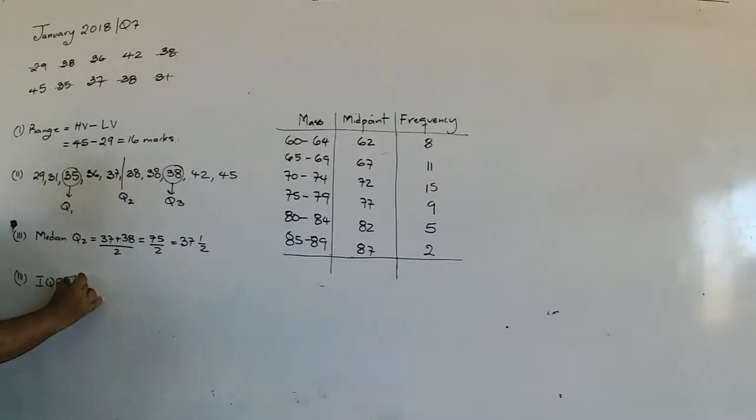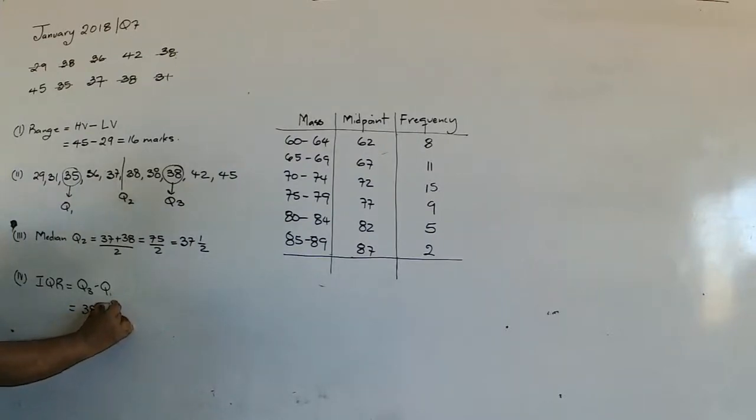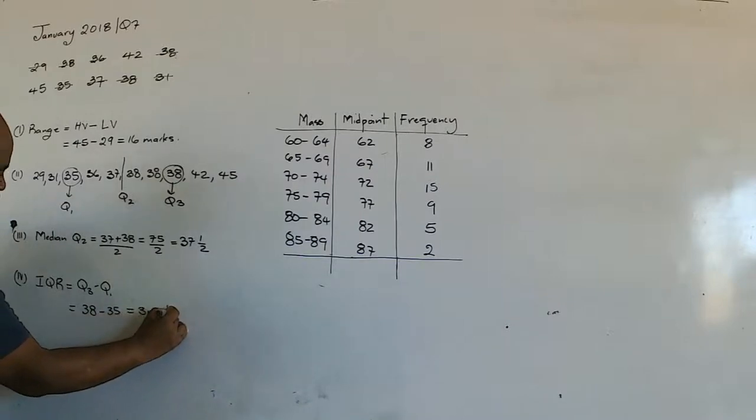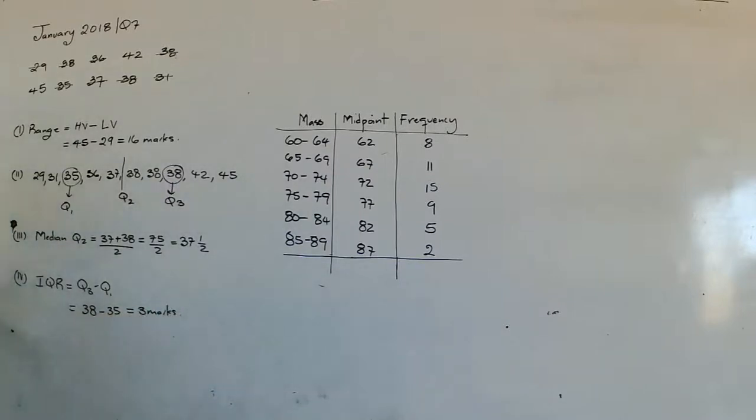Now, the interquartile range, IQR, is equal to Q3 minus Q1. This would be equal to 38 minus 35. This is 3 marks. The interquartile range, IQR, is equal to 3 marks.